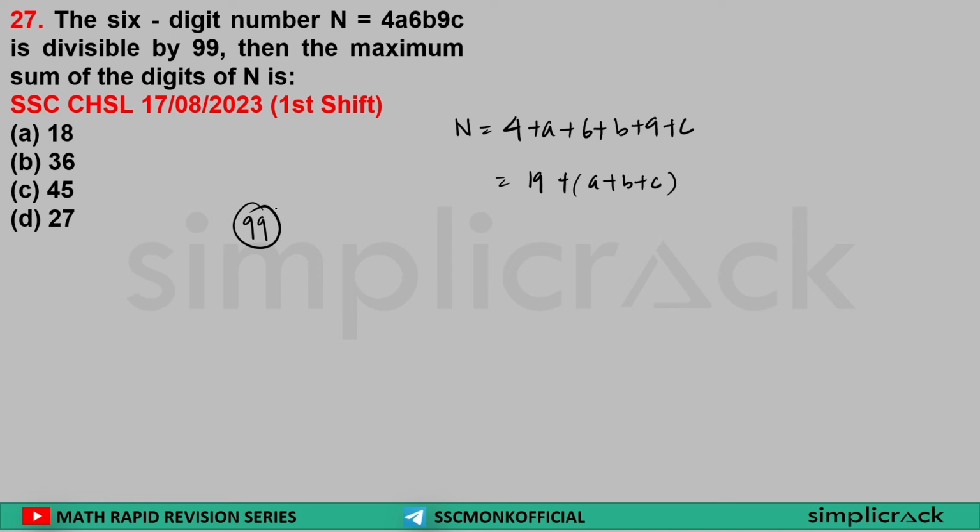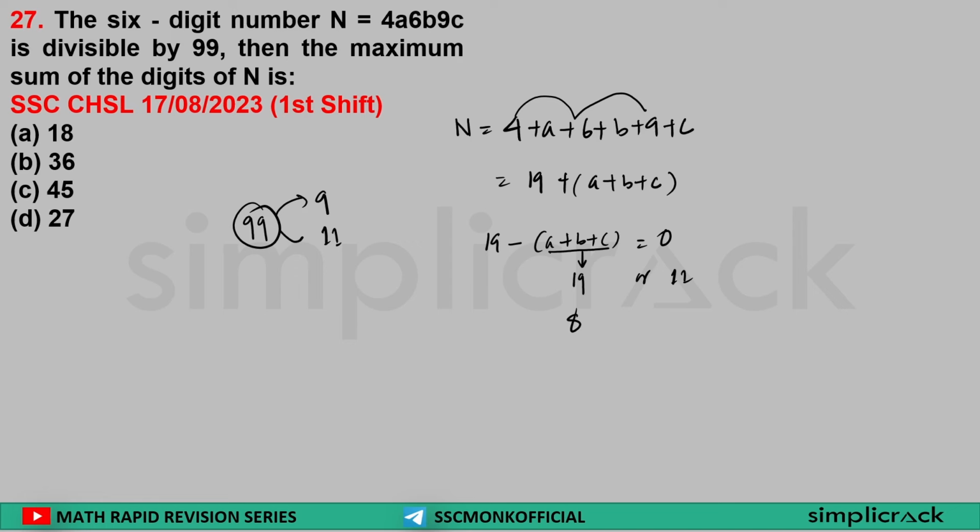Now you need to understand that it is divisible by 99. That means what? It is divisible by 9 and it is also divisible by 11. Clear? Right? Yes. Now when it is divisible by 11, this means what? The alternate digit sum minus alternate sum is equal to 0 or divisible by 11. That's all. Clear? That means either a plus b plus c will be 19 or a plus b plus c will be 8, because 19 minus 8 is equal to 11. That is the only possible thing.